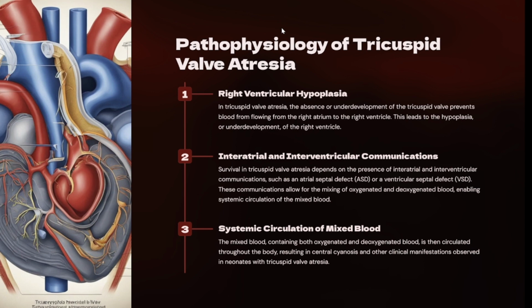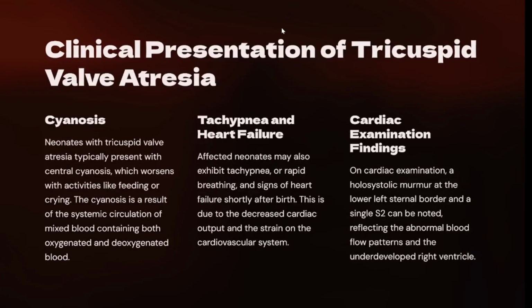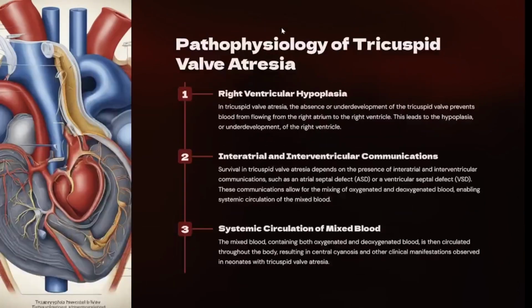On cardiac examination, a holosystolic murmur at the lower left sternal border and a single S2 can be noted. Peripheral pulses may be diminished due to decreased cardiac output.